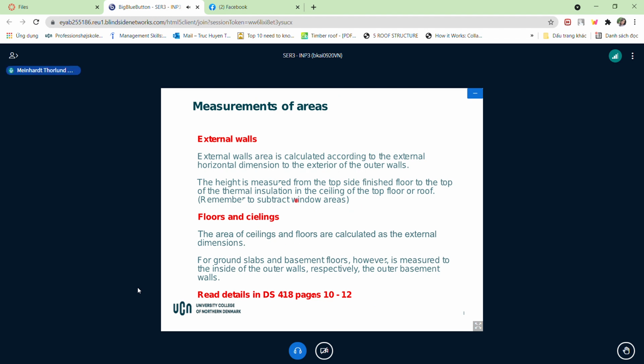When we're measuring our building envelope, we have to look into DS418. I already made this document, the standard, available in the file sharing area of Canvas, so you can always find it there. You can always read this afterwards.